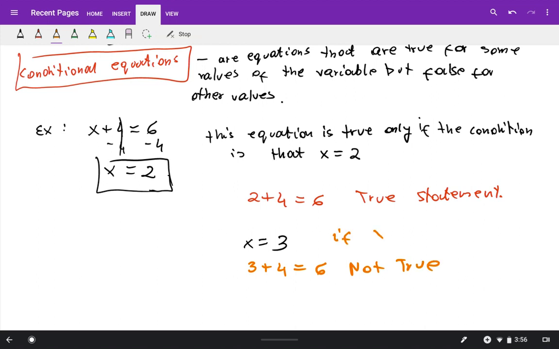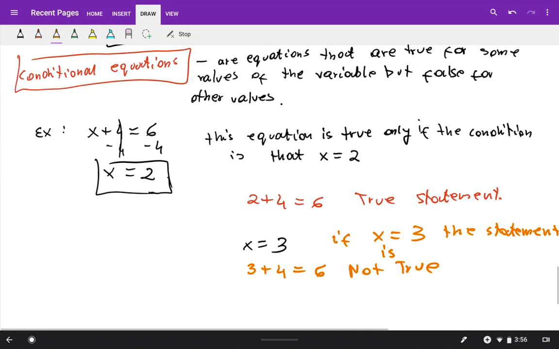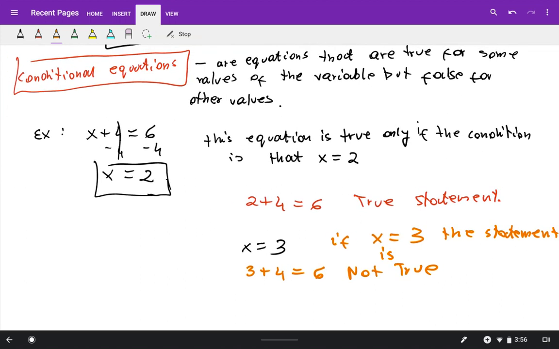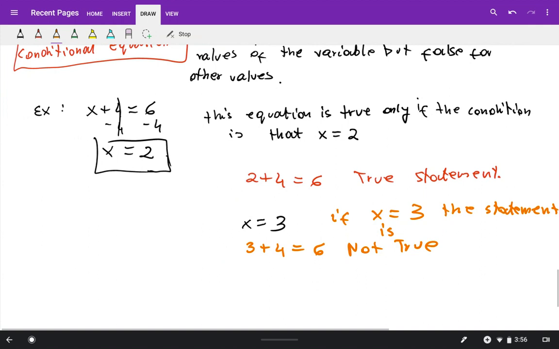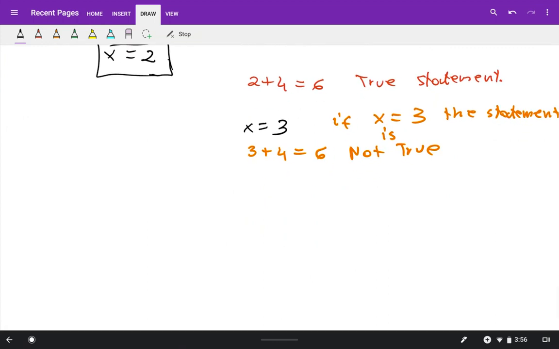So if x equals 3, the statement is just the equation in mathematics. It's not true. Okay, so conditional equation, you're solving your regular equations and you end up with one solution. Of course, in quadratics, it will be two solutions, okay, most of the time.